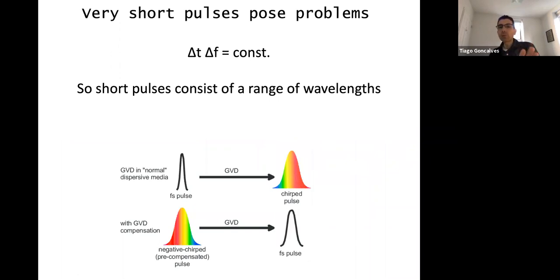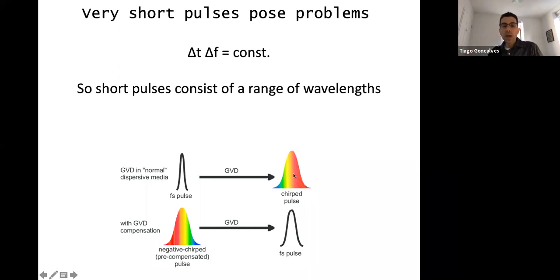Now, very short pulses also pose problems. One of them is that these lasers are tunable, and you say, I'm using, for example, 910 nanometers, which is the wavelength that you use to image GFP. That's what you're using to excite. But actually, your laser is not only 910 nanometers. You actually have more frequencies than just 910. It's not a single color laser.